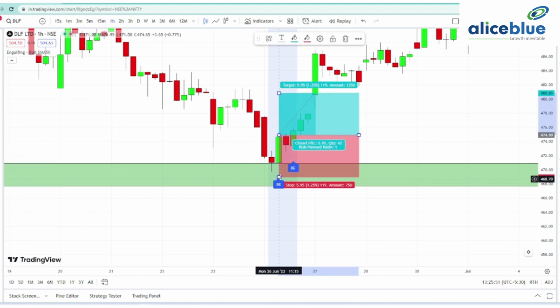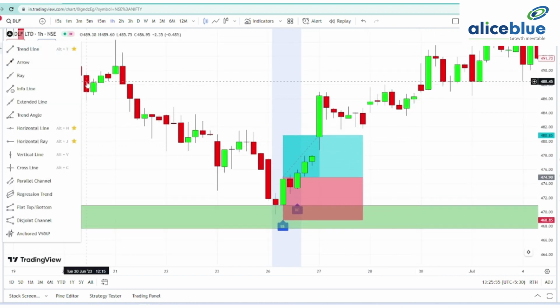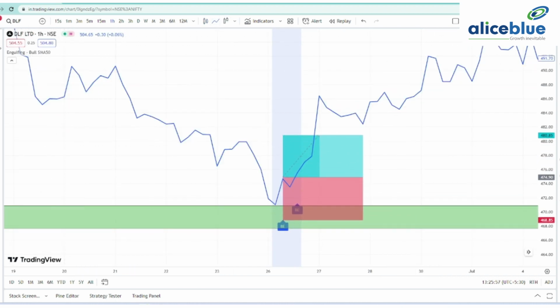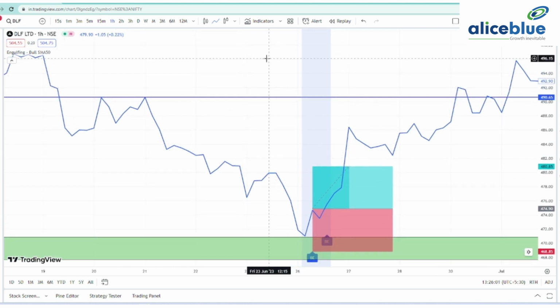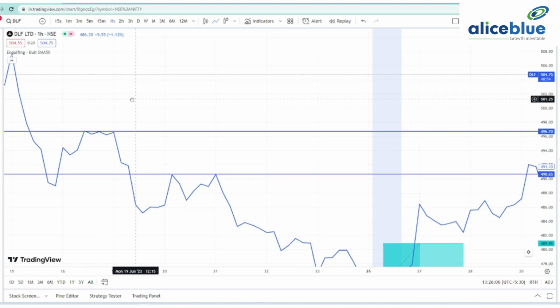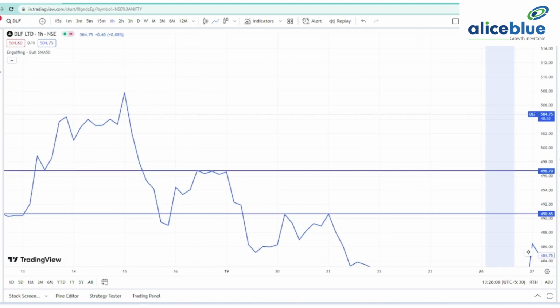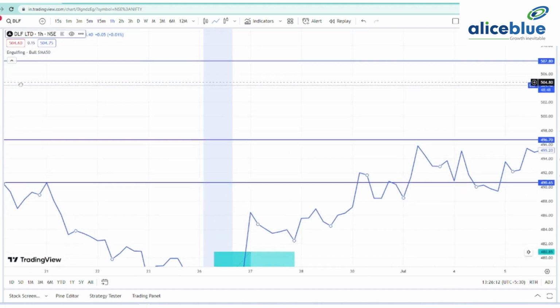Here is our entry, and our stop loss will be our swing low. I'm just using a line chart to identify the resistance. This is the first resistance, which means here is our target 1, and this is our second resistance. Here is our target 2, and the third resistance will be here. This is our target 3.